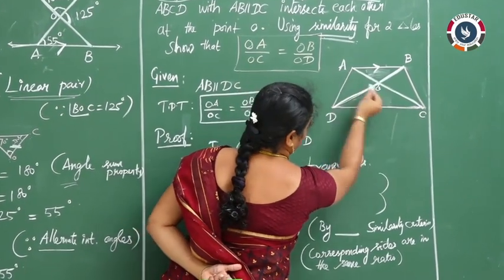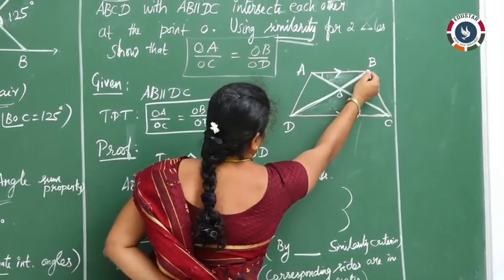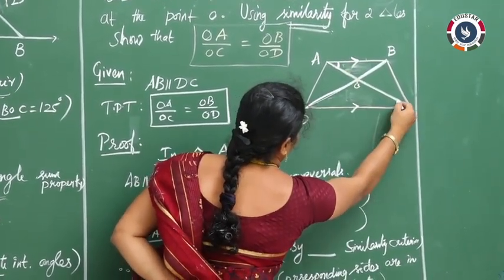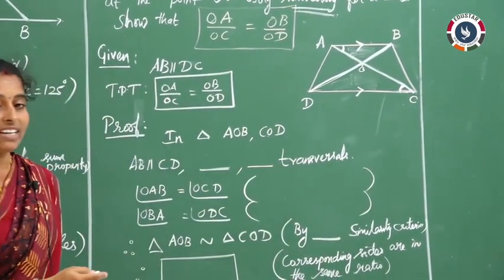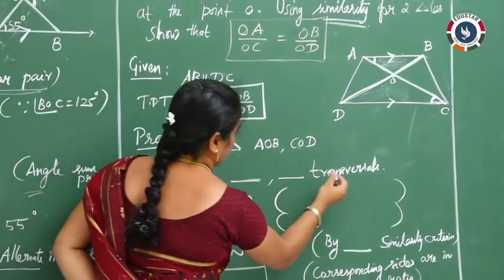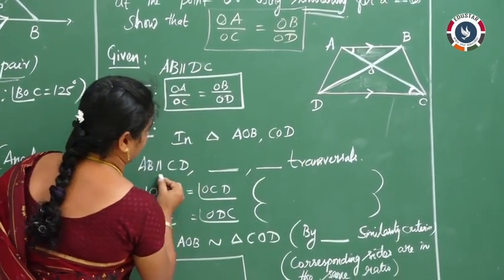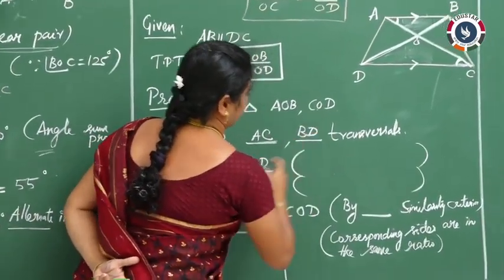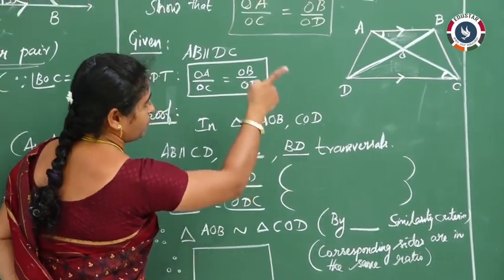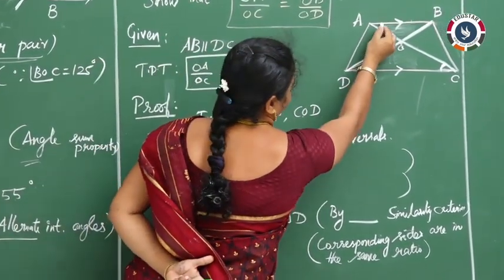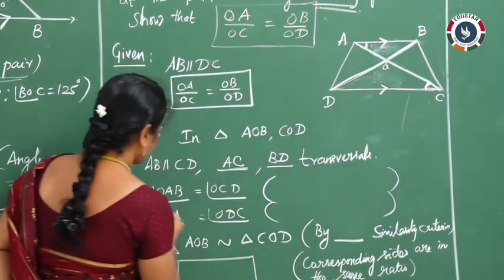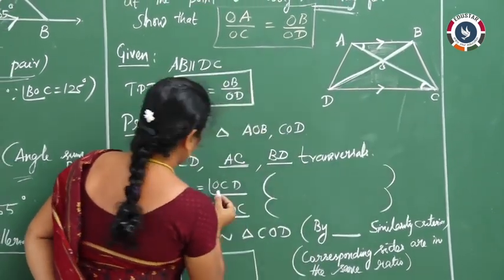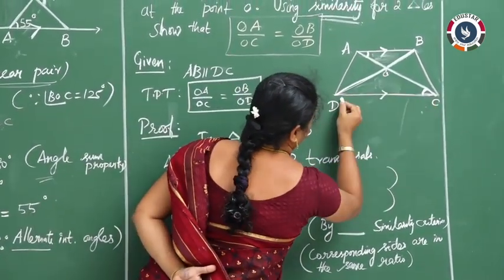If we use AC as the transversal, can you see those 2 angles, BAO? What type of angles are they? They are alternate interior angles. First we have to list out: AB is parallel to CD, AC is one transversal as well as BD is the transversal. With those 2 transversals and the parallel lines, we list out the angles. Angle BAO, or OAB, with OCD. This is the angle.